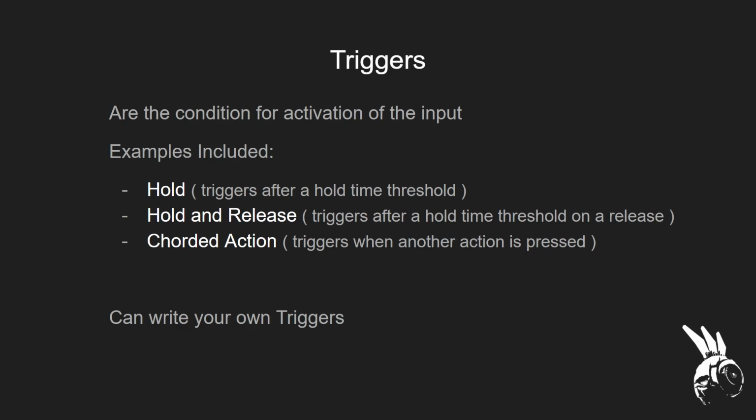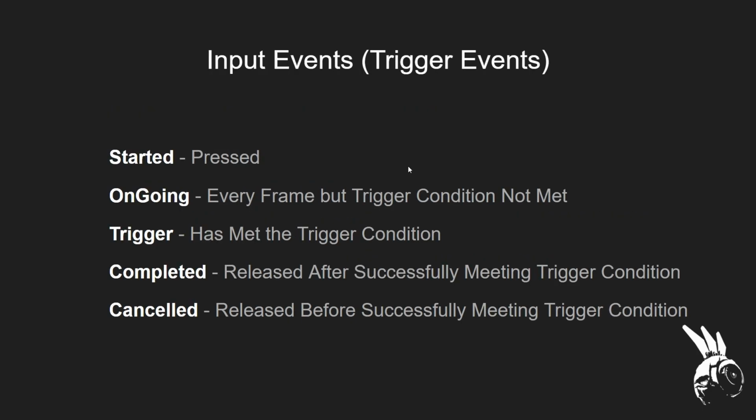But there is a whole list of input events these triggers influence. There's 5 input events. There's started, which is just like the old press. It means you haven't really triggered the input, you've just started pressing it. And if you don't really need any condition, you can just use that. Ongoing is every frame until the trigger condition is met. So this is where you do some sort of check maybe that you want to do before it's triggered.